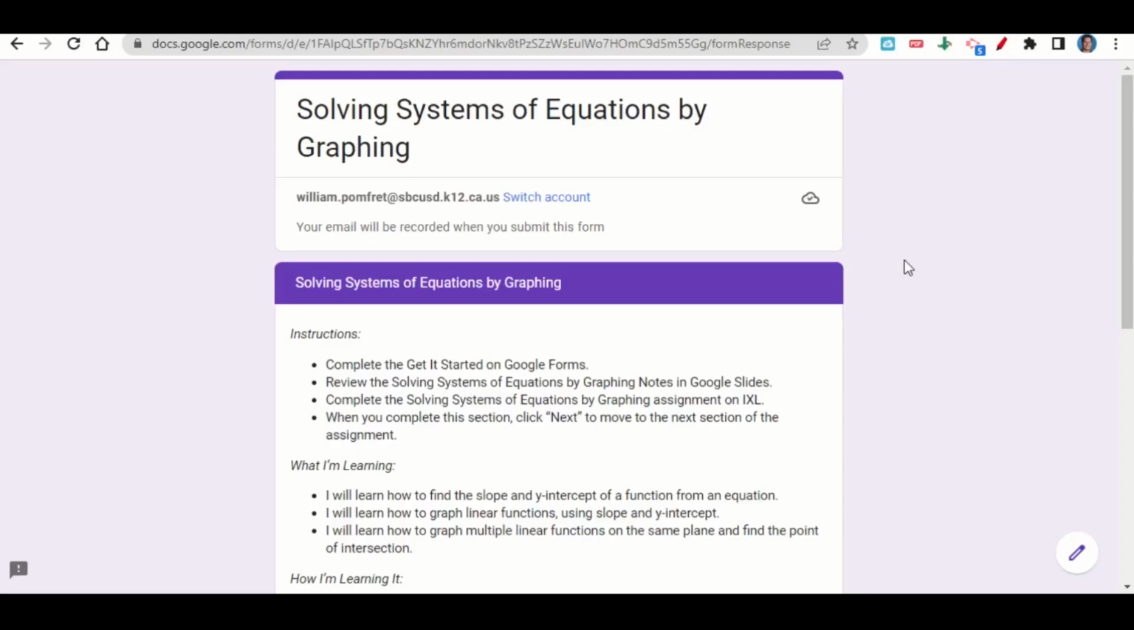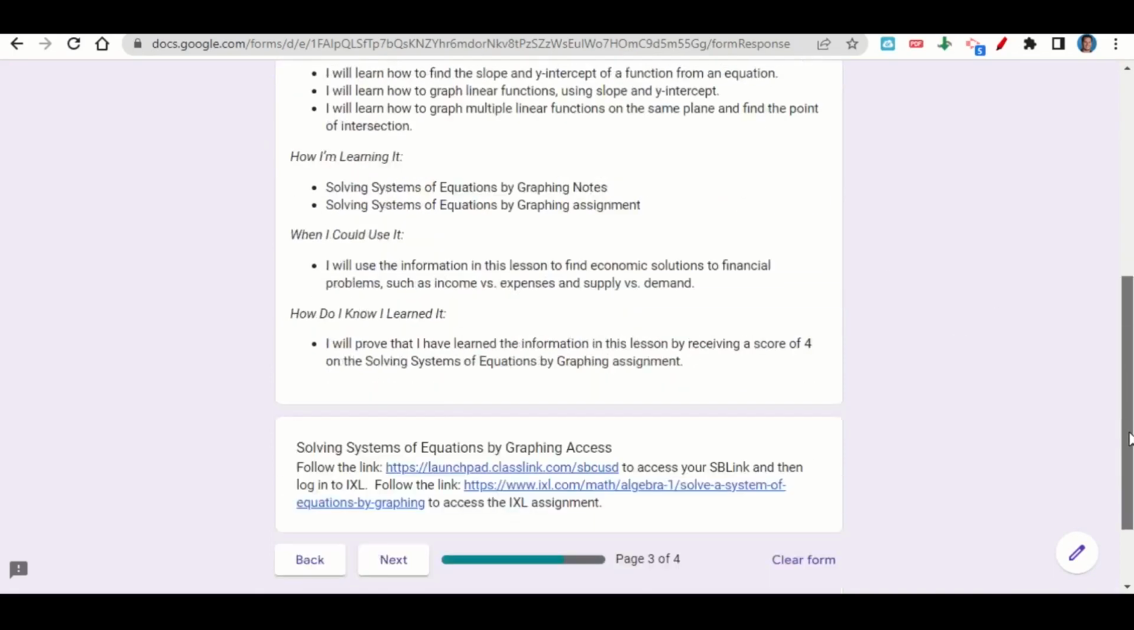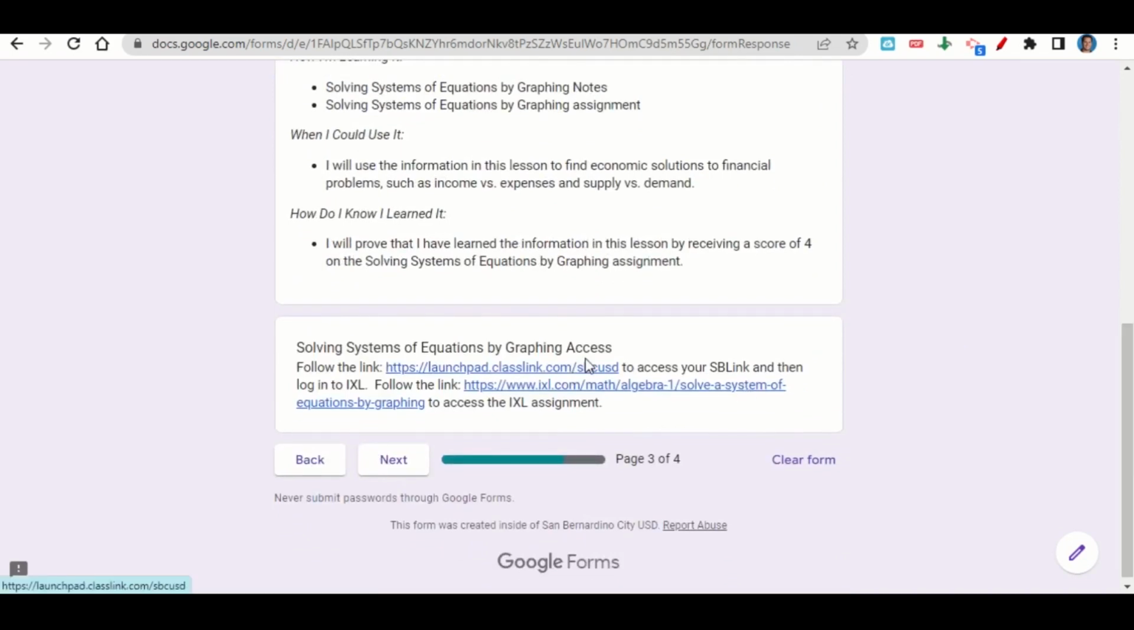Let's take a look now at the Solving Systems of Equations by Graphing assignment. The assignment begins with the learning goals and success criteria. If we scroll down, there's a link here that'll take you to SBLink. Go ahead and click on that link and log in. Once you've logged in, return to this page and then click on this link to access your IXL activity.